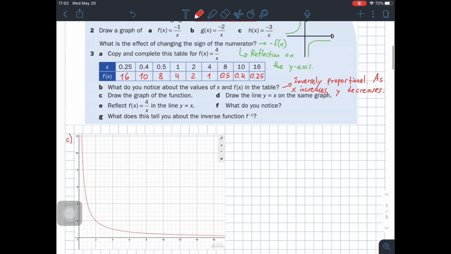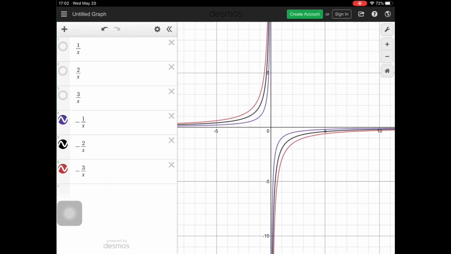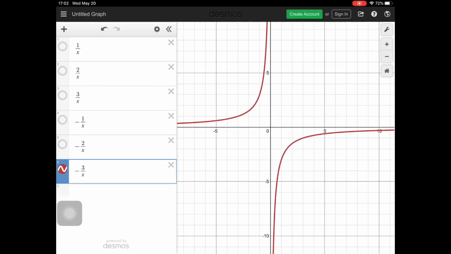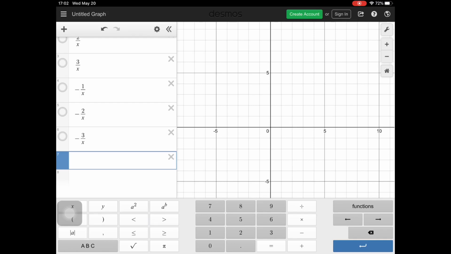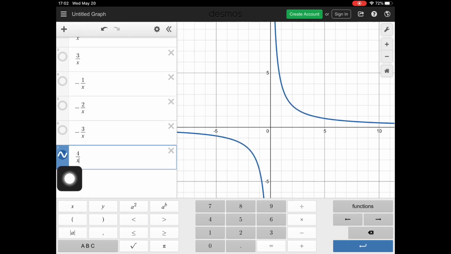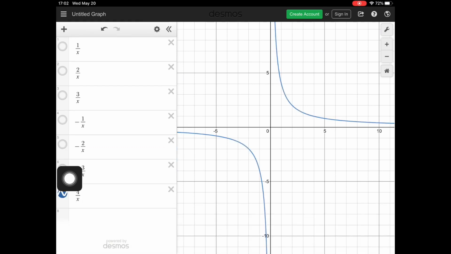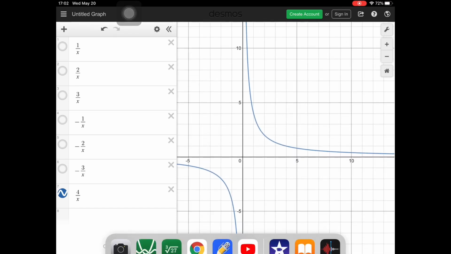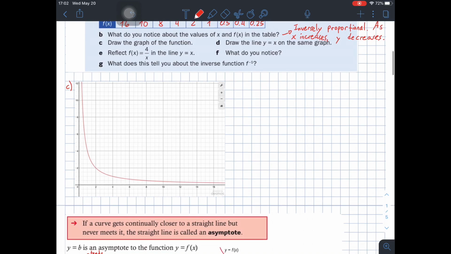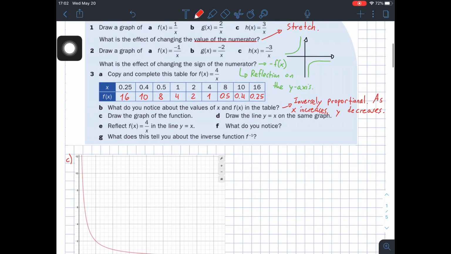Okay? Then it says C, draw the graph for the function. If I draw this graph here, let me erase all of this. I'm going to put the function 4 over x, 4 divided by x. This is how the graph looks, right? So basically it has the same shape as the ones we were drawing before. So I already took this graph here. It's this one. I only took the first quadrant for the investigation. So we already drew the graph. You can try doing this on your calculators.